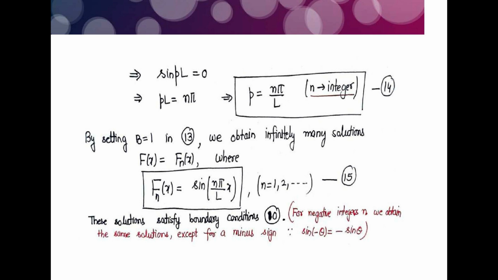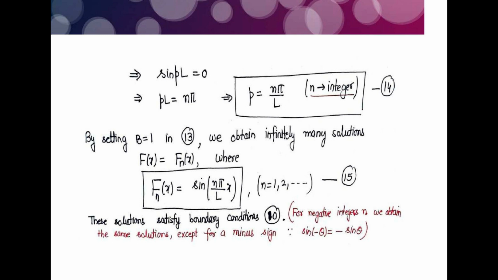I am using subscript n to denote different functions for integral values of n, but n is not equal to 0. So f n of x, equation number 15, f n of x is equal to sine of n pi over L into x, where n is taking only values 1, 2, 3 and so on. So equation number 15 is the solution which satisfies the boundary conditions given by 10.